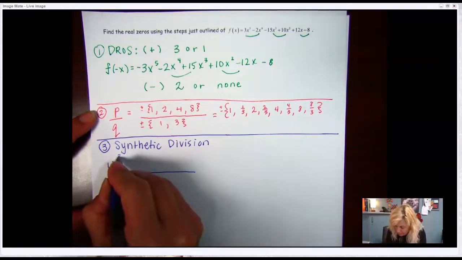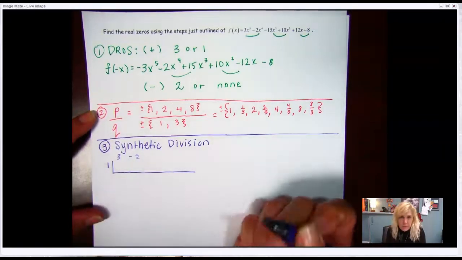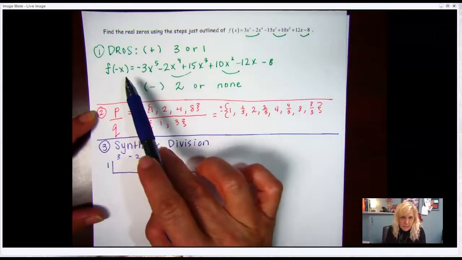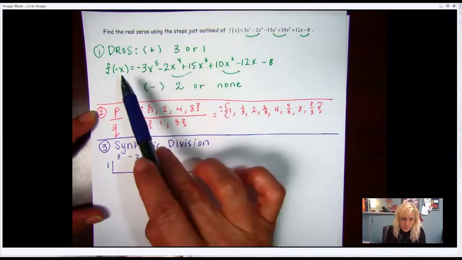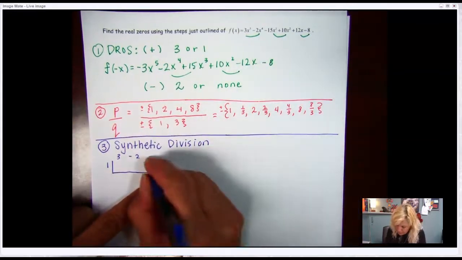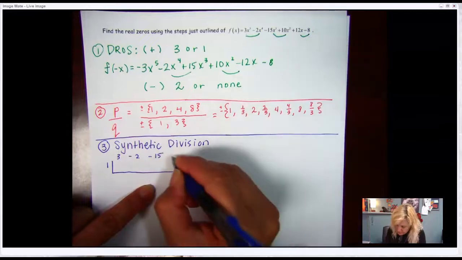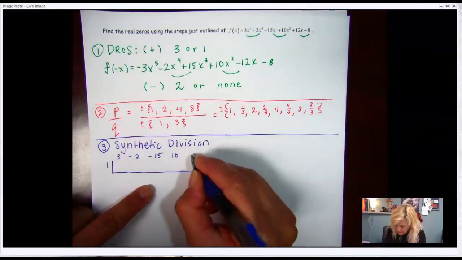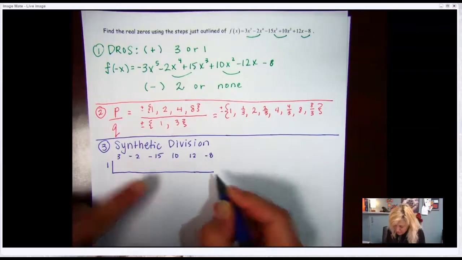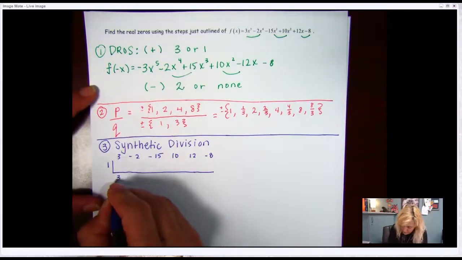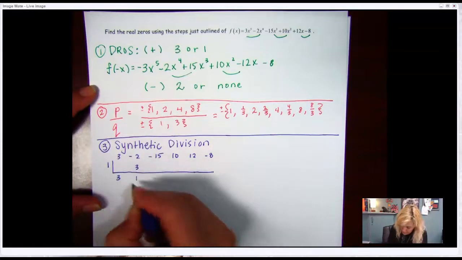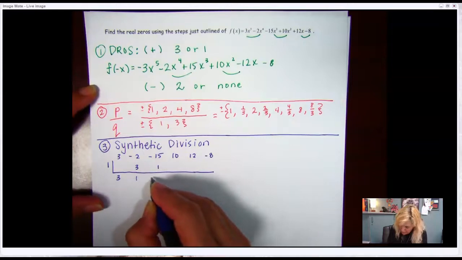So this is going to be 3, negative 2. By the way, I'm using the positive f of x. We don't ever use the negative x. That just tells us combos. Once we do that, we're done. We don't mess with that anymore. So a 3, a negative 2, a negative 15, positive 10, positive 12, and a negative 8. Okay, let's do synthetic division. Remember, you multiply, combine, multiply, combine.